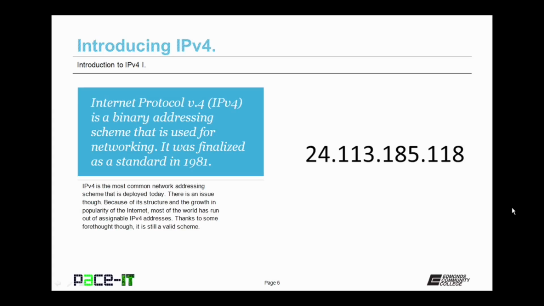Internet Protocol version 4 is a binary addressing scheme that is used for networking. It was finalized as a standard in 1981. Now, IPv4 is the most common and popular network addressing scheme that is out there today. There is an issue with it, though. Because of its structure and the growth and popularity of the internet, most of the world has run out of assignable IPv4 addresses. But thanks to some forethought and some special mechanisms, it's still a valid scheme today.